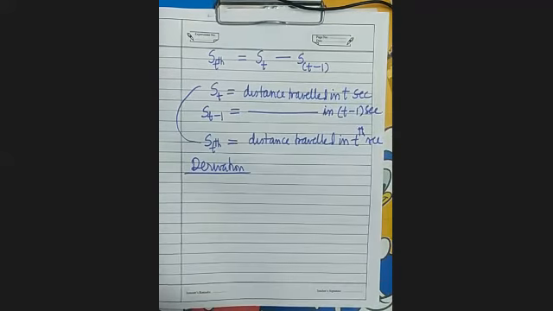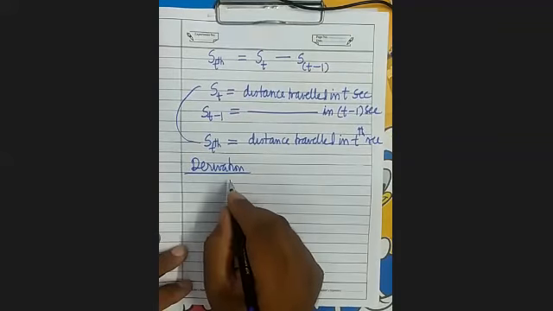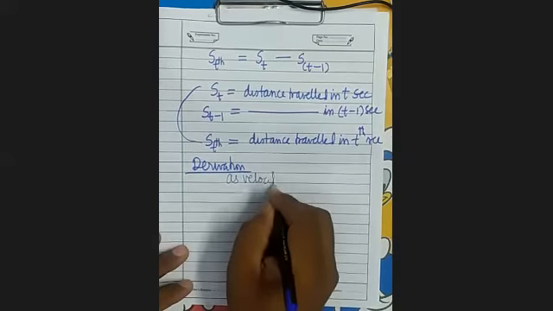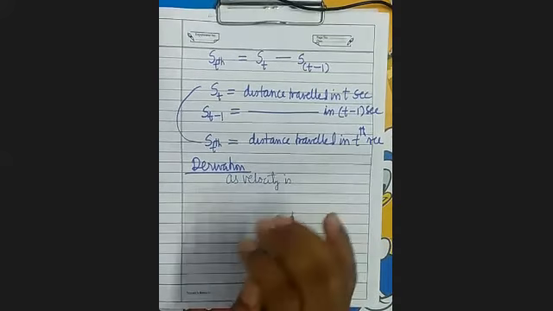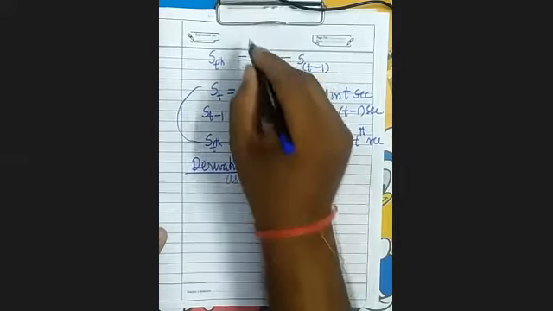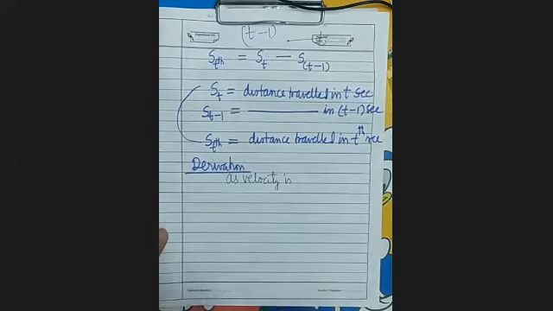As we know, instantaneous velocity is given by... We have to find out the distance traveled between time t-1 and time t. That is what we have to find from t-1 to t.